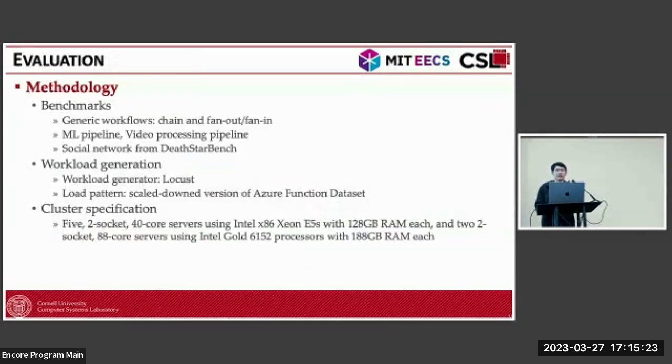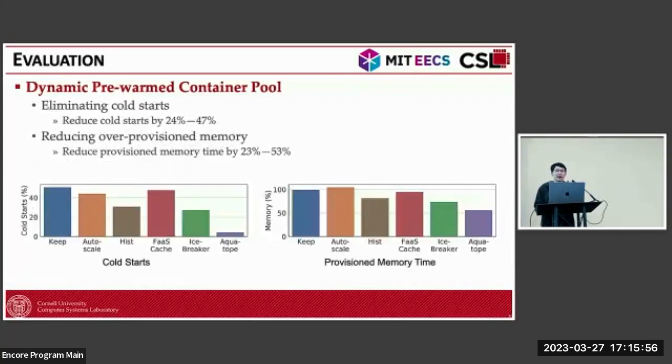So for the evaluation, we have used representative serverless workflows as benchmarks, which include generated workflows in fan-in and fan-out patterns, data processing pipelines like ML pipeline and video processing pipelines, and interactive applications like social network from DeathStarBench. We use Locust as the workload generator to emulate real user traffic based on the Azure function dataset. We deploy our system to a dedicated local cluster with 5 40-core servers and 2 88-core servers to conduct the evaluation. So we first evaluate AQUATOPE's two key components separately.